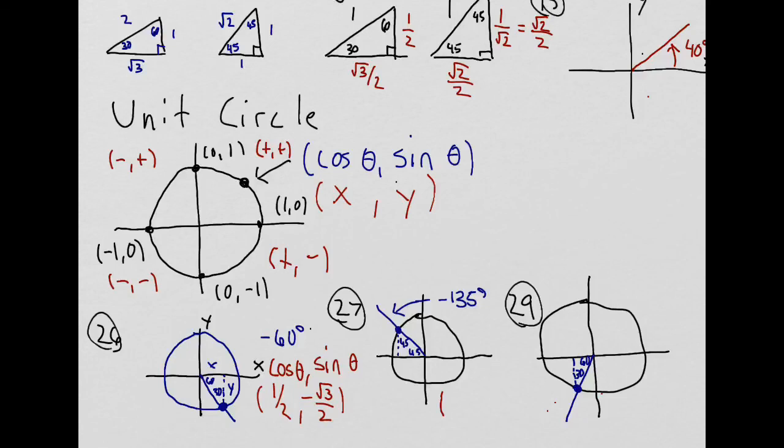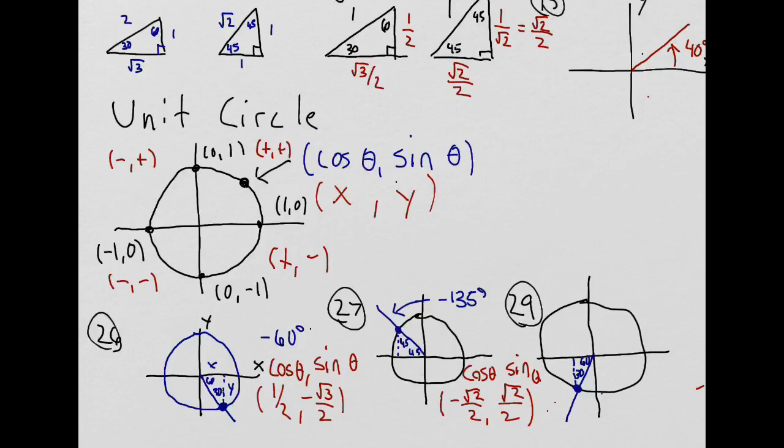Okay, so for number 27, I have to figure out the x and y again, which is your cosine and sine values. Well, they both have to be square root of 2/2. The x, in this case, I'm in the second quadrant. The x, which is the cosine, is going to be negative. So it's going to be negative square root of 2/2. Y is positive, so that's going to be positive square root of 2/2. So my cosine is negative square root of 2/2. Sine is positive square root of 2/2.